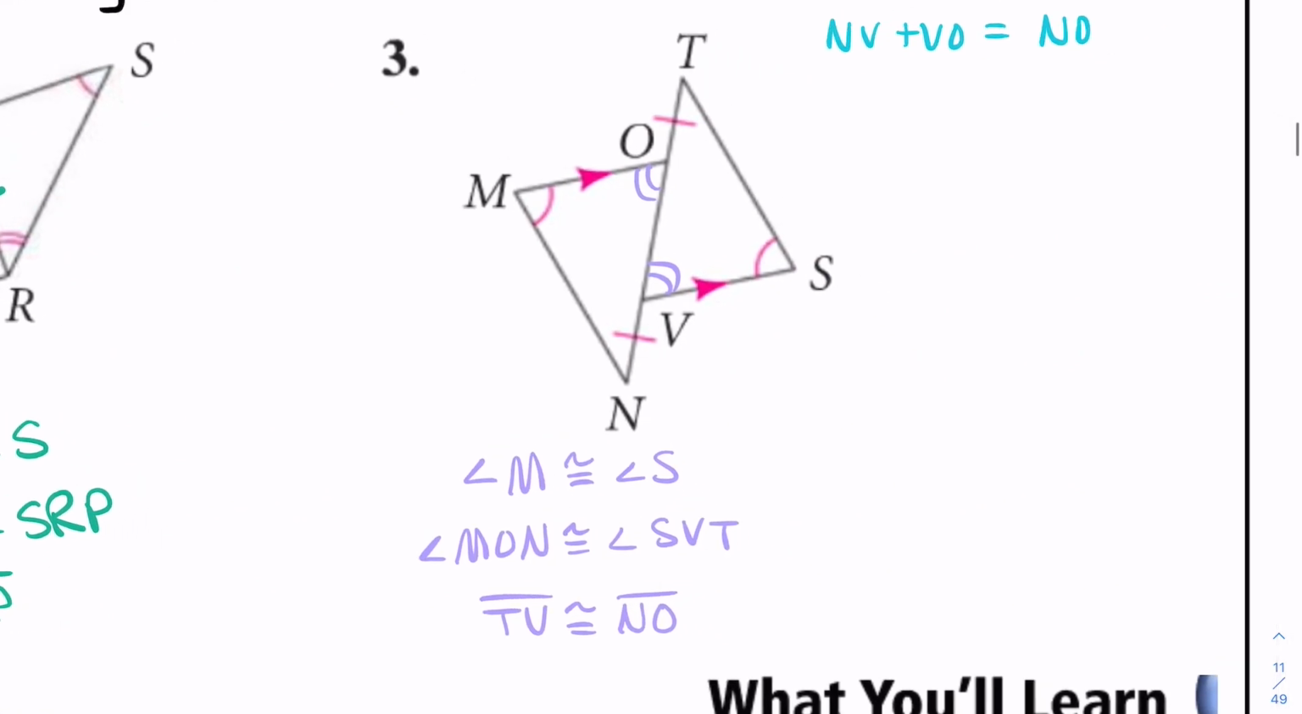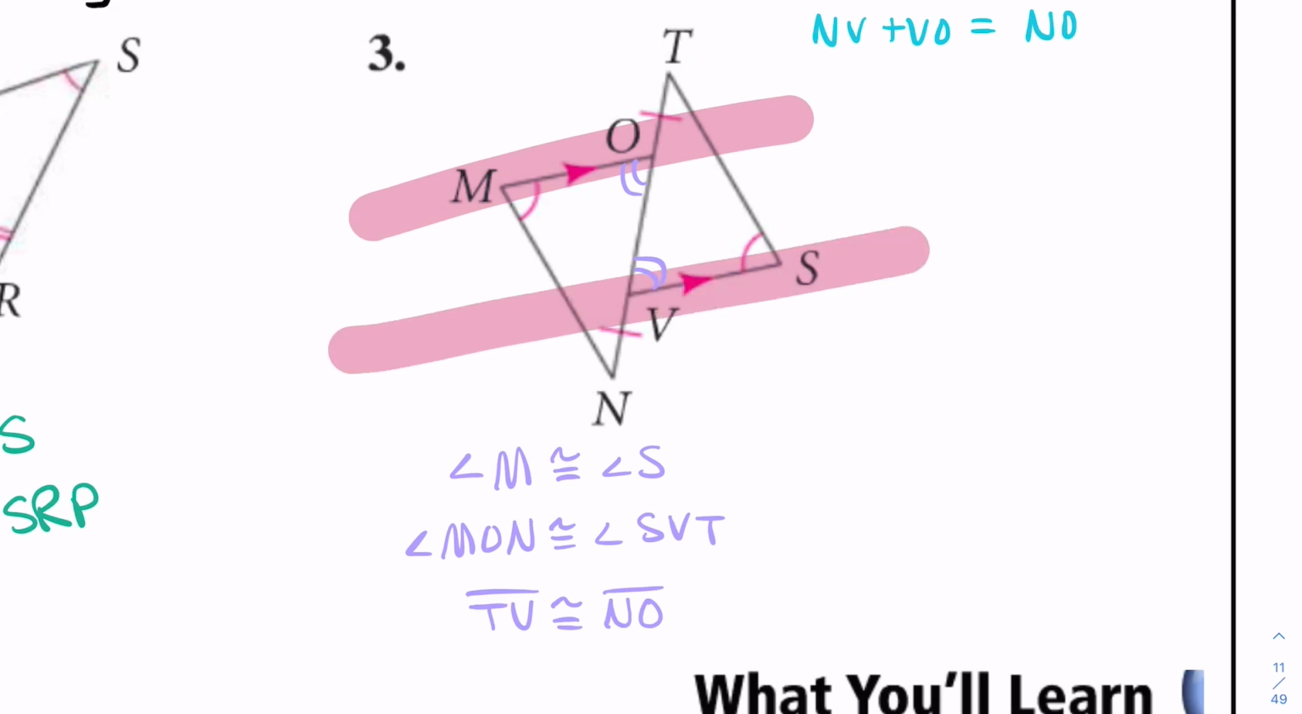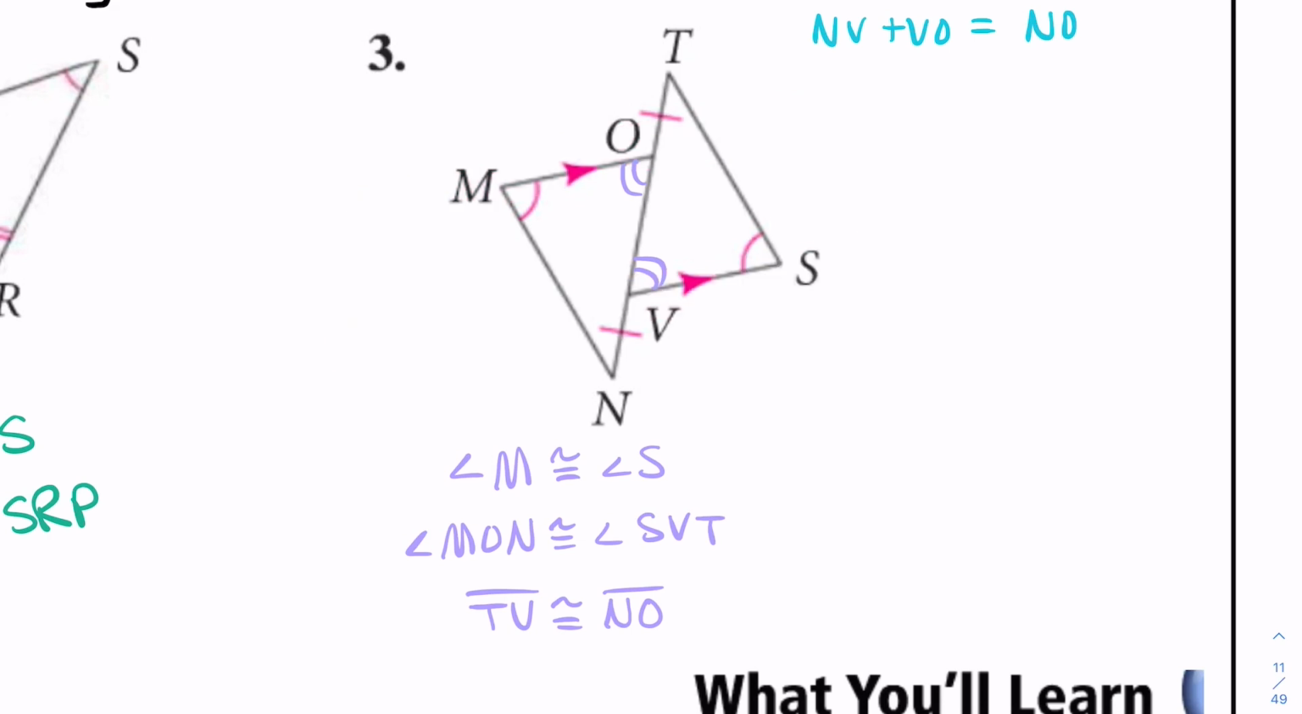All right, this next one, here we have angle M and angle S given. They're congruent. So that's pretty easy. The next one, I have these parallel lines here. I have a parallel line, a parallel line. It looks like it's cut by a transversal. Therefore, the alternate interior angles are congruent.